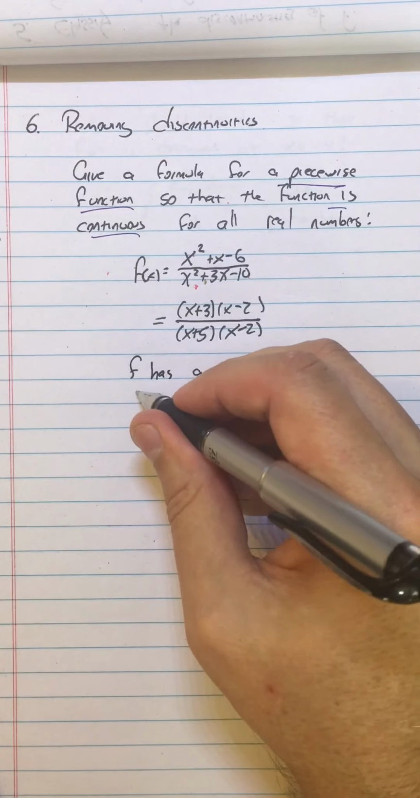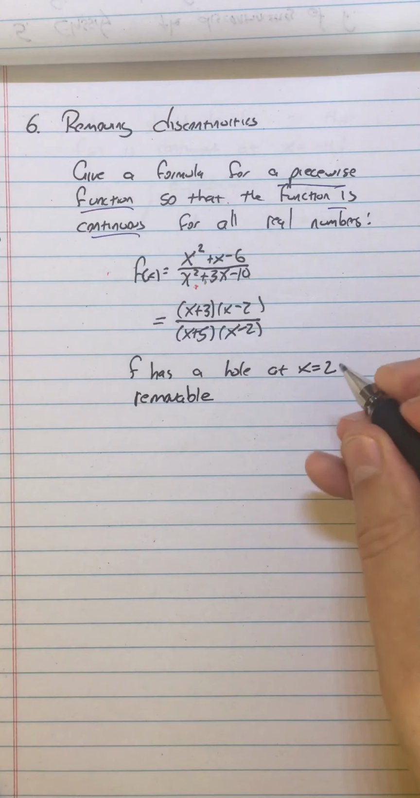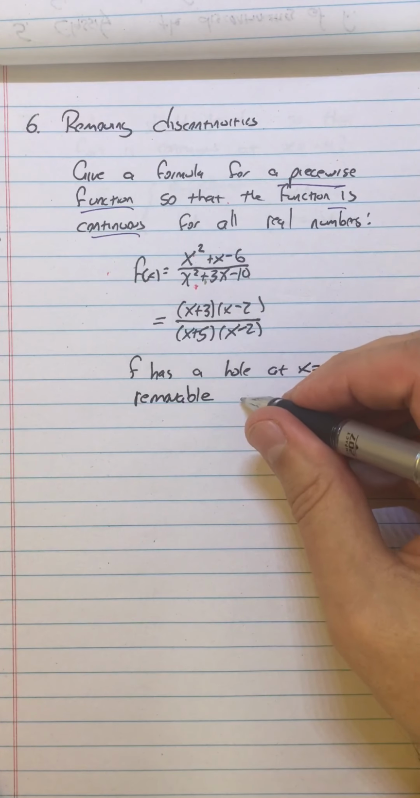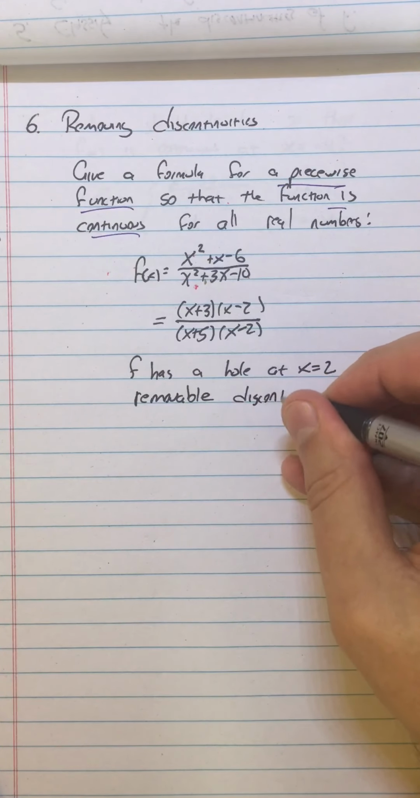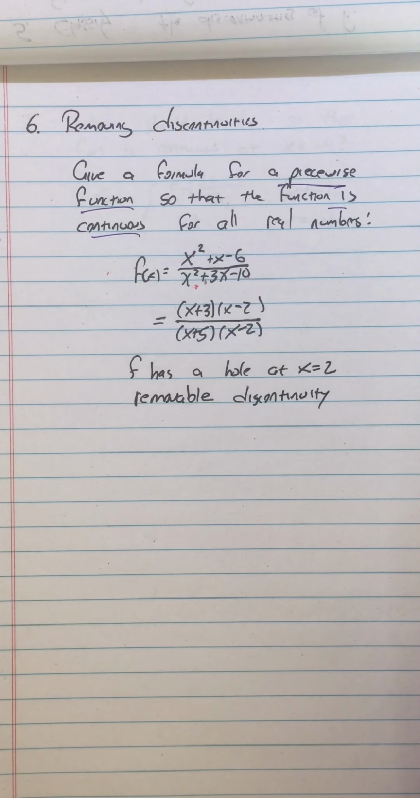So that's the discontinuity. You've always been saying hole in your pre-calculus and your algebra 2. Now we can call that a removable discontinuity. So we can say f has a removable discontinuity at x equals 2.